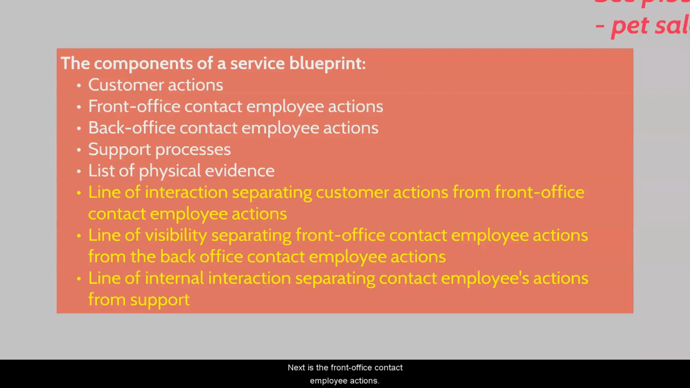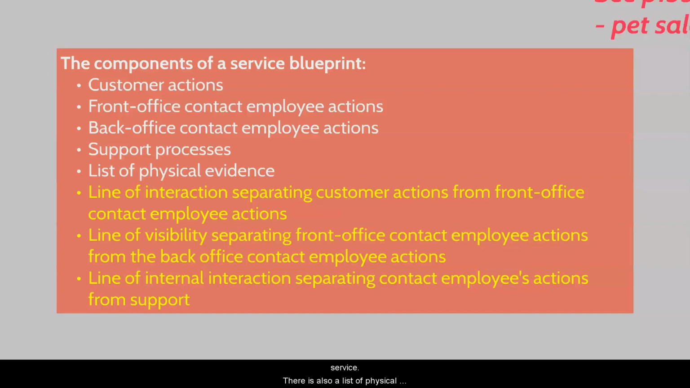Next is the front office contact employee actions. What do they do? This includes those steps and activities that the contact employee performs that are visible to the customer. For example, booking your ticket at the movies. With the back office contact employee actions, these are the activities that occur behind the scenes to support front staff activities. These actions are invisible to the customer. Support processes refer to the internal processes, services, steps, and interactions that take place to support the contact employees in delivering the service.